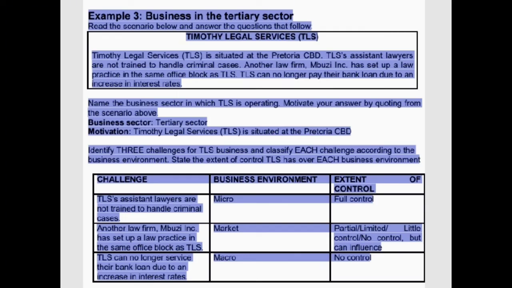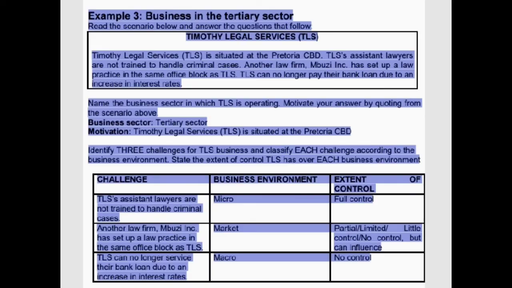Then identify 3 challenges for TLS business and classify each challenge according to the business environment. State the extent of control TLS has over each business environment. Number 1, we have the challenges. Number 2, we have what business environment. Number 3, we have extent of control. What are the challenges? TLS assistant lawyers are not trained to handle criminal cases. That's what? Micro, within the business, and they have what? Full control.